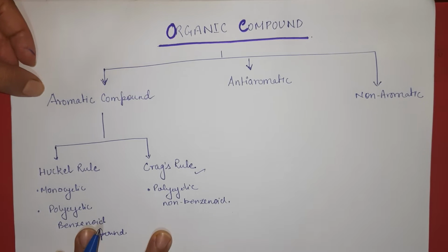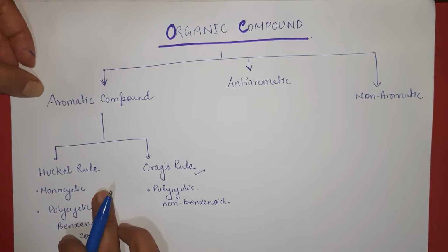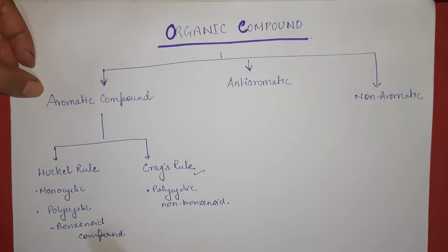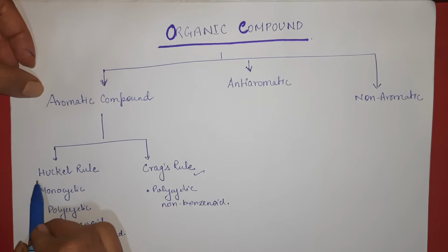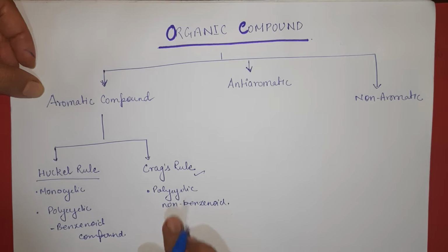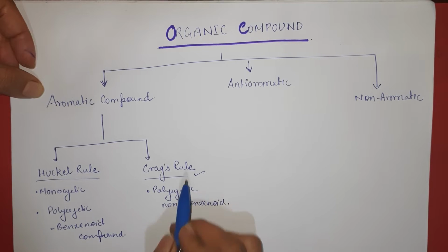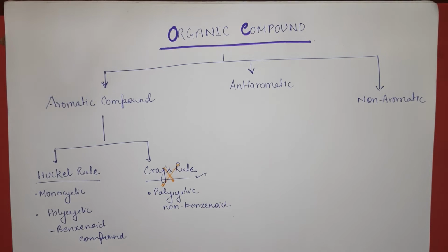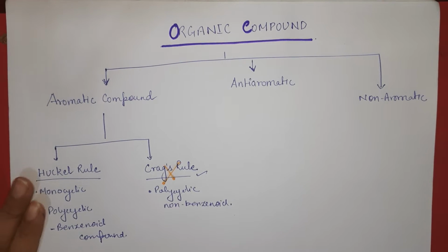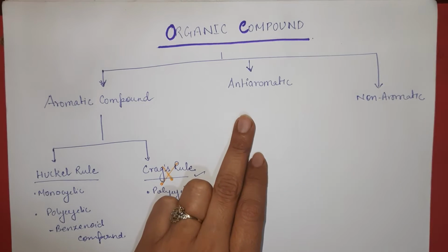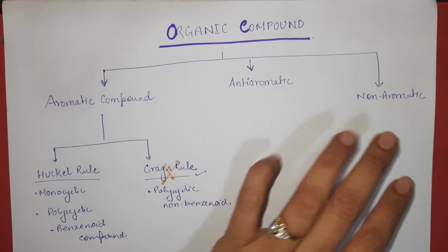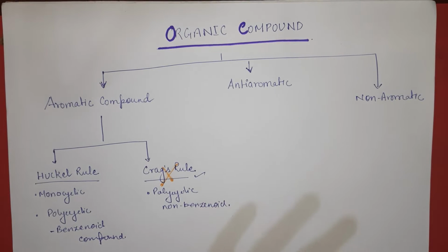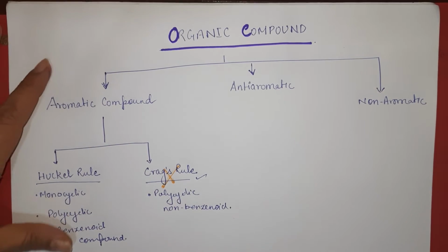Okay, so here you must be clear that if the compound is monocyclic or polycyclic benzenoid, then it should follow Huckel rule. And if it is a polycyclic non-benzenoid compound, it must follow Craig's rule. But Craig's rule is not in your course, so no need to worry. You just need to understand the Huckel rule. Even the detail of aromatic, anti-aromatic and non-aromaticity is not in the NCERT, but you should know the basic idea of it. That's why I introduced it here.